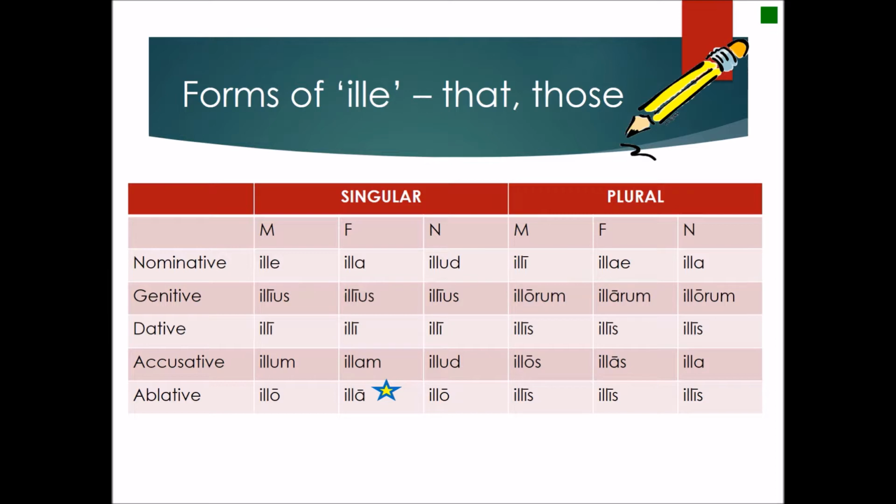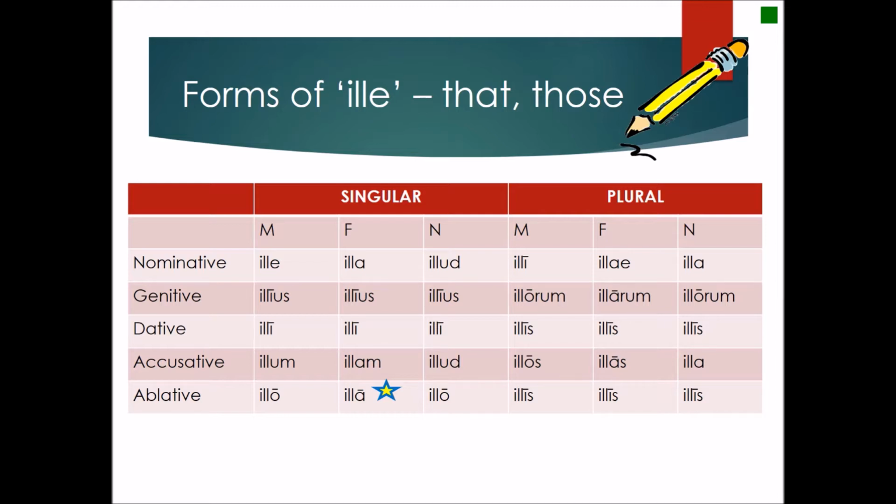And now for the plurals, repetete. Illi, illae, illa. Illorum, illarum, illorum. Illis, illis, illis. Illos, illas, illa. Illis, illis, illis.